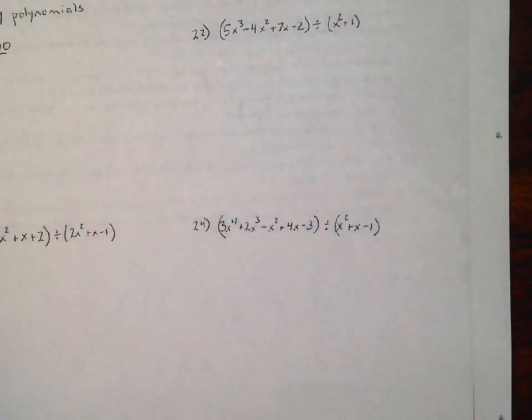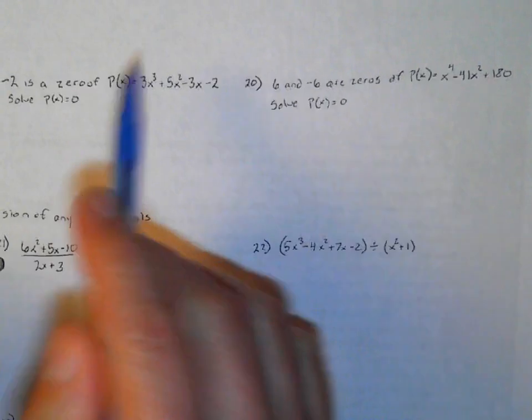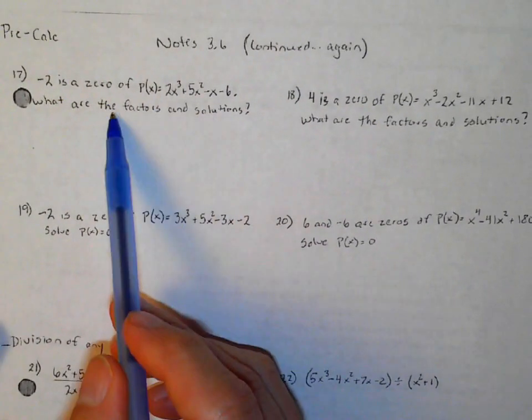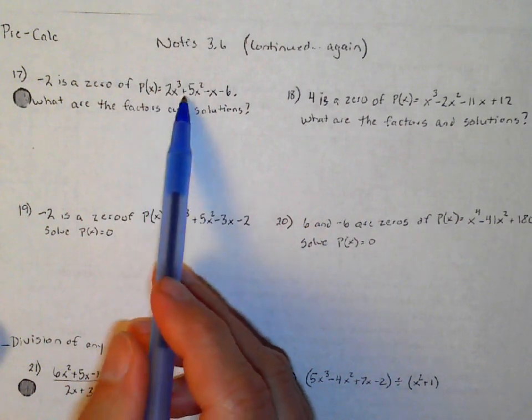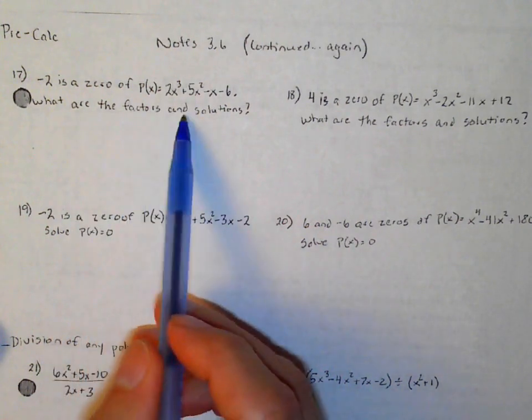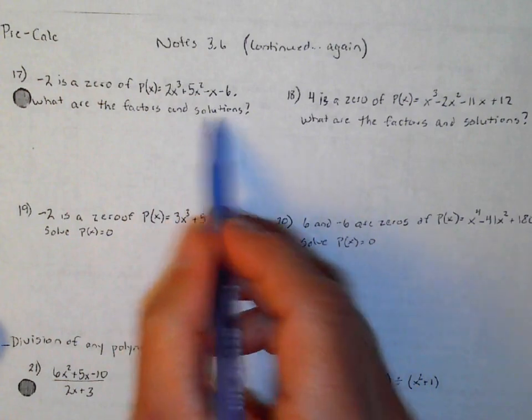Okay, so our third page of notes here for 3.6. We're going to keep going here. Is x minus 2 a 0 of this? We're going to find that out first. And if they are, what are the factors and what are the solutions? So we're going to actually solve it out here.